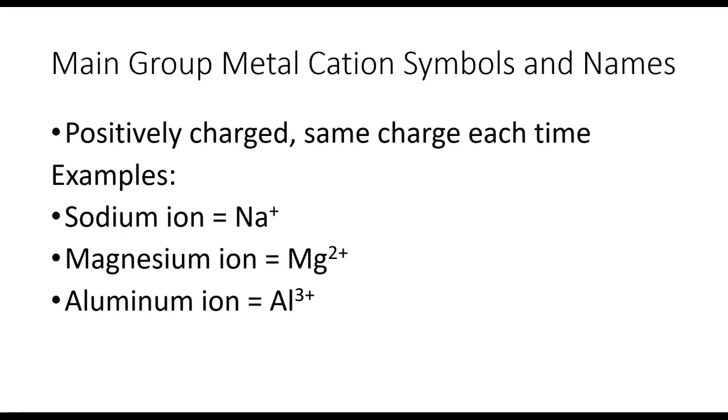We also need to know the names of the ions that we are working with. We'll start first with the main group metal cations. Cations are simply positively charged ions. So cation, it's positively charged. The main group metal cations have the same charge each time.